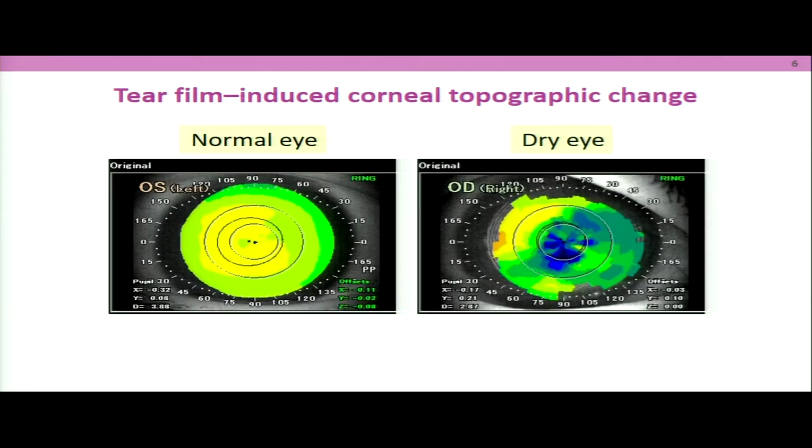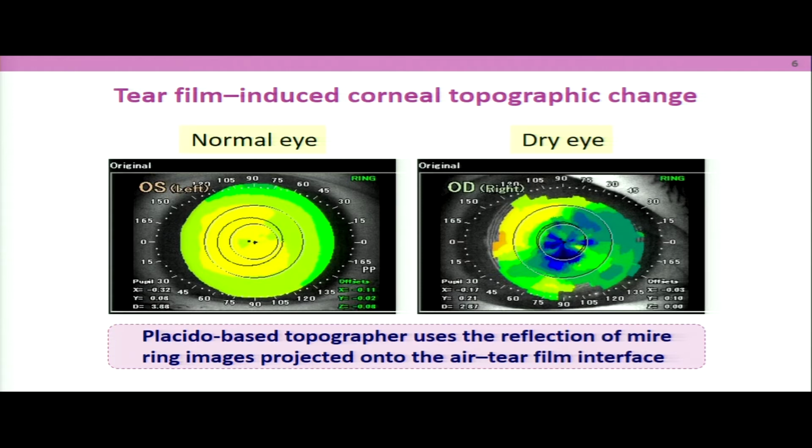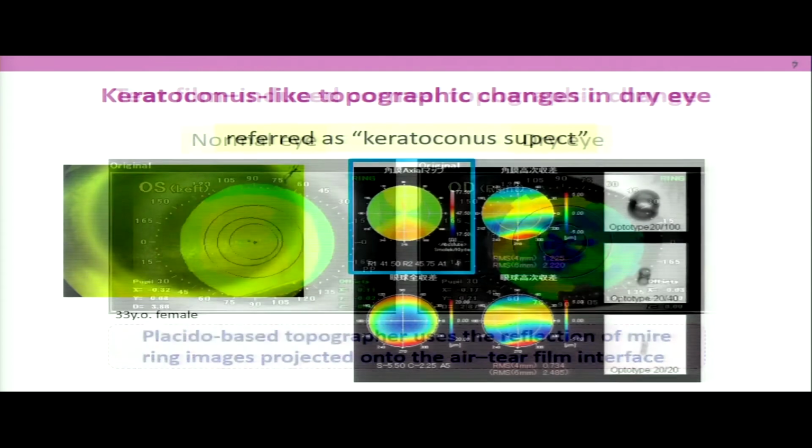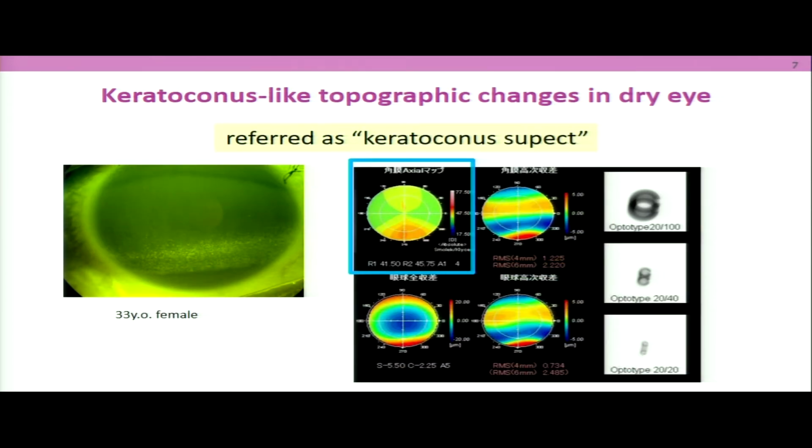You may have such experience. These are Placido-based topographer maps. Since the Placido topographer uses reflection of mirror images projected onto the air-tear film interface, in dry eye you may observe tear film induced topographic changes. This is one female patient who was referred as a keratoconus suspect. You may suspect keratoconus, but other tomographic assessments showed she is not real keratoconus. You can see the corneal epithelial damage in the lower part of the cornea. It may cause some keratoconus-like topographic changes in dry eye.